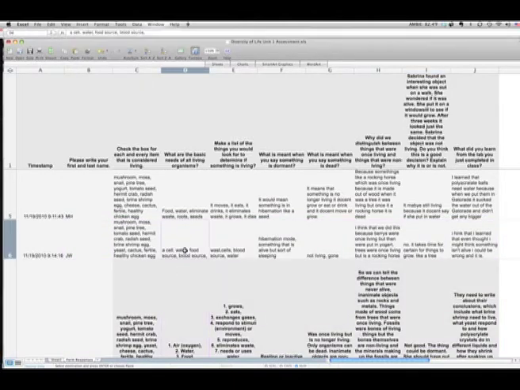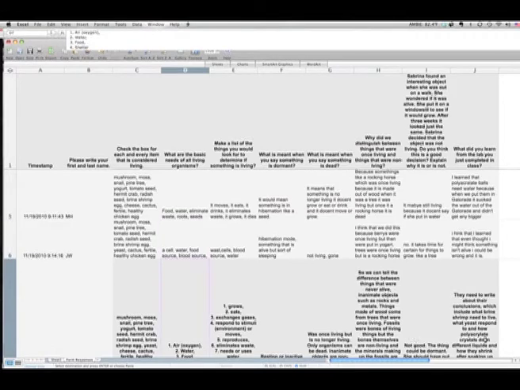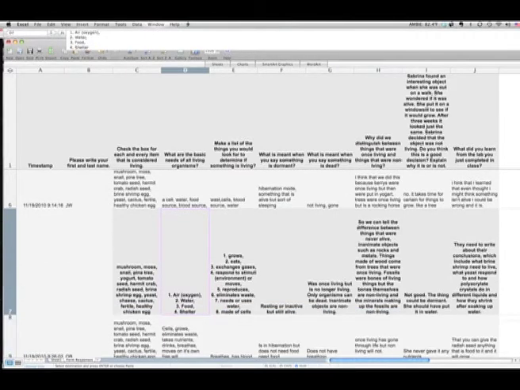I look at the second cell. He put a cell for basic needs, water, food source, blood source. Well, I was looking for more of air, oxygen for mammals and those of us who breathe oxygen instead of plants when they photosynthesize, because we'll talk about that later, so I'm not even getting into that here. Water, food, and shelter. So this person got water and food.